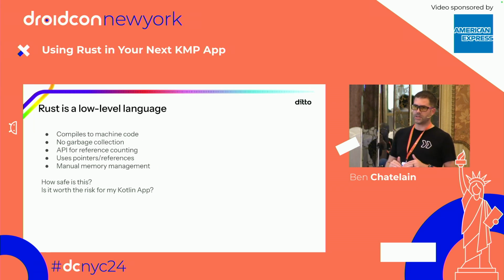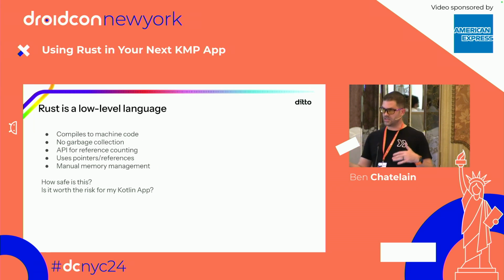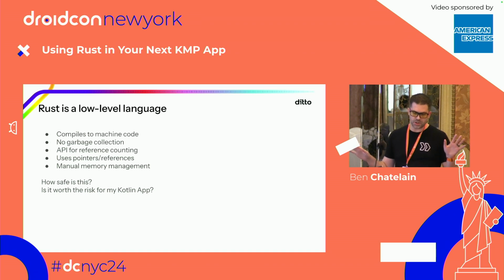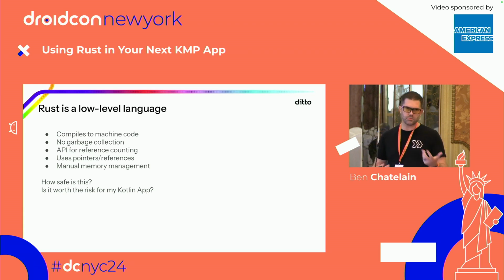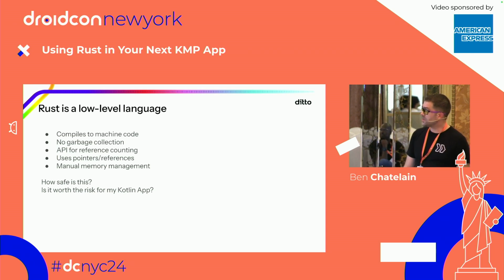Rust is a low-level language, so think of it in the same category as C++ or C. It compiles to machine code. It doesn't do garbage collection. It does have an API for reference counting, but that's opt-in. And it uses pointers and references. There is manual memory management, but there are a lot of rules in Rust around ownership. That is one of the things that people either love or hate about it, because it's a very opinionated language.